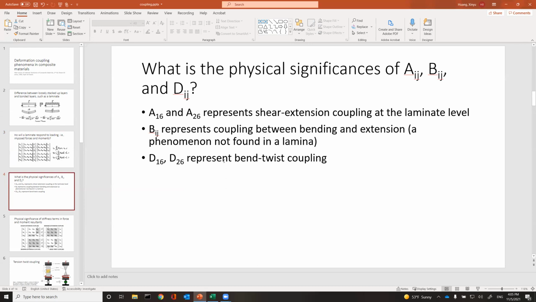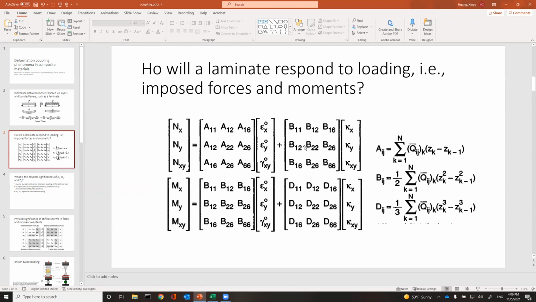And the B matrix, the entire B matrix, is the bending and extension coupling terms. All of them. The entire B matrix basically relates, see, the B matrix multiplied by curvature adds to the extension load.